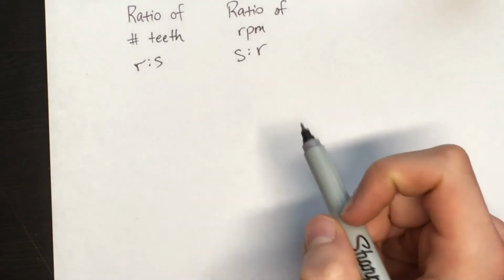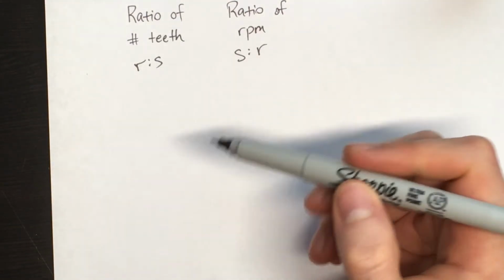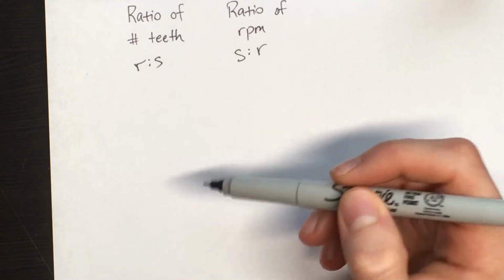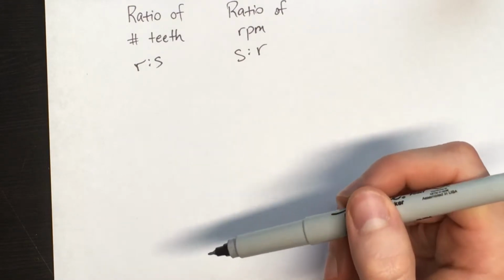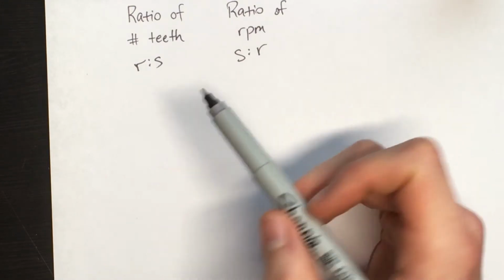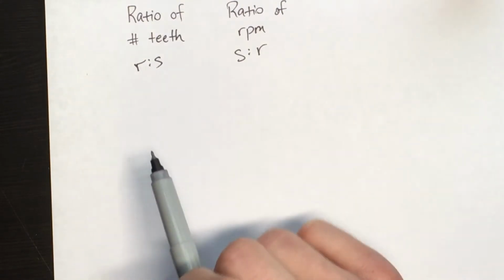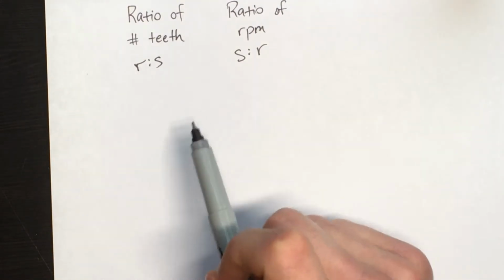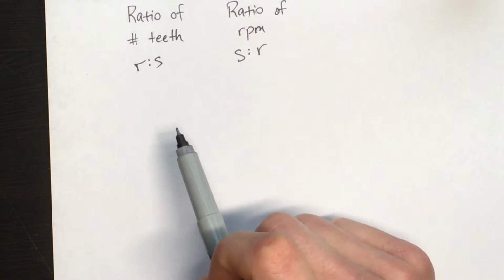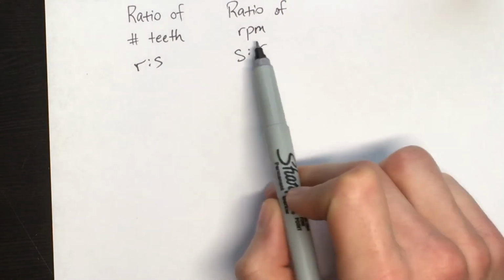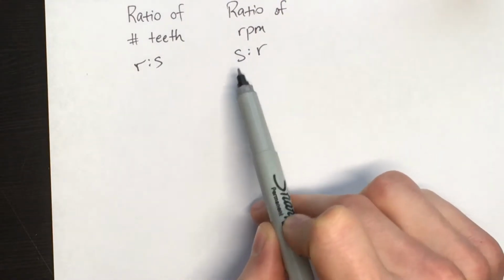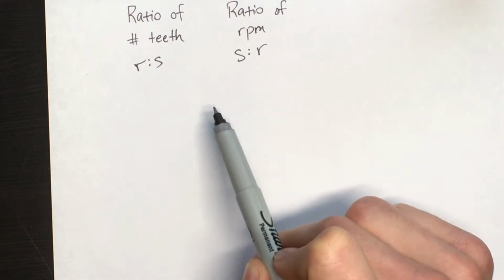So this problem is all about proportions, and the key here is really just at the very beginning, setting them up right. So we're told that a gear ratio, R to S, is the ratio of the number of teeth of two connected gears. And then we're told that the ratio of the number of revolutions per minute, so the ratio of RPM between the two gears, is S to R.